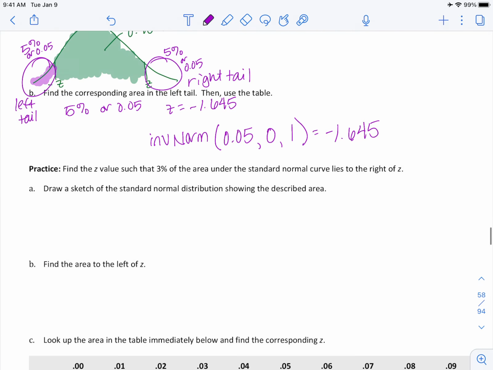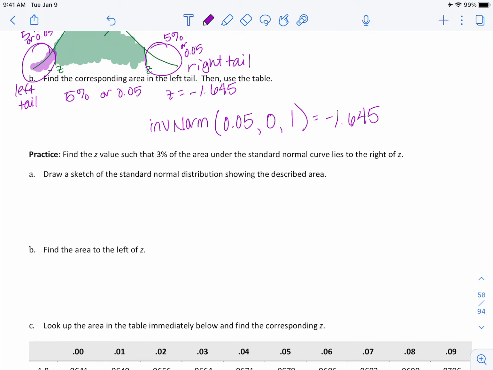All right, find the z-value such that 3% of the area under the standard normal curve lies to the right of z. So I want you to sketch the area and find this area, which is to the left of z. So we're not finding the z-score yet, we're just finding the area to the left. So go ahead and draw this and answer A and B.